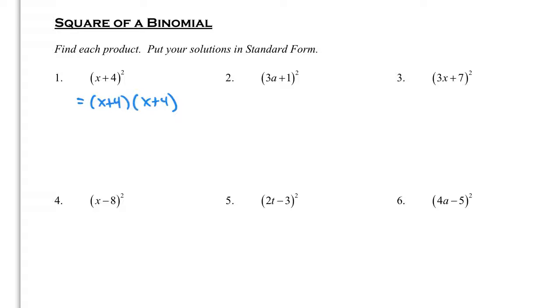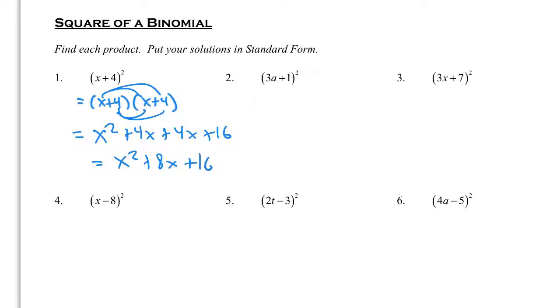All right. So what we end up with is x times x is x squared. x times 4 is plus 4x. 4 times x is plus 4x. And 4 times 4 is plus 16. So we get x squared plus 8x plus 16. All right, let's do another one.